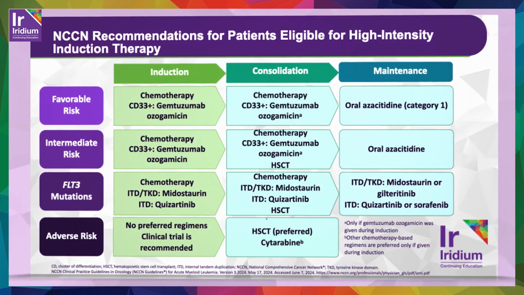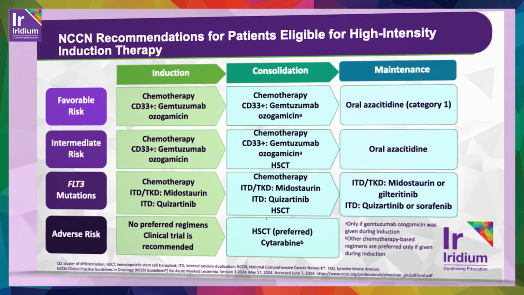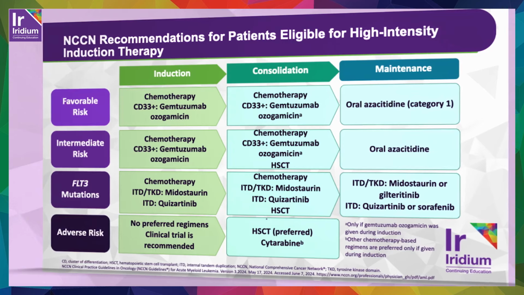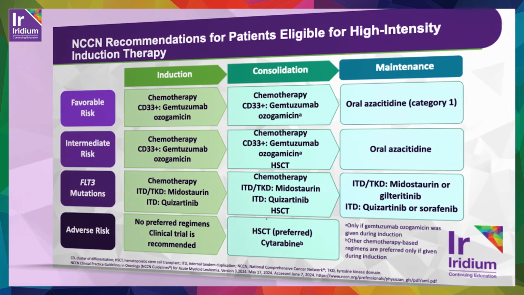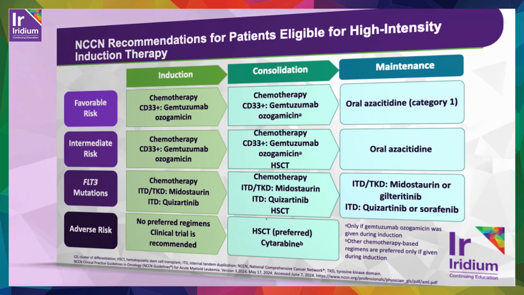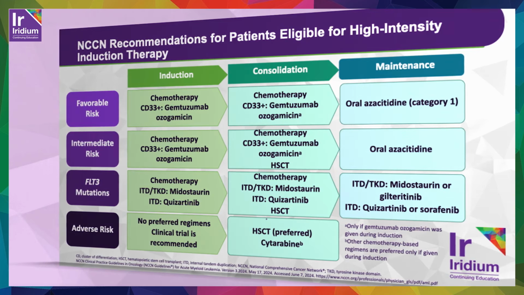And that's definitely changed. We still think about patients who are fit for intensive chemotherapy, but if you're fit and appropriate for intensive chemotherapy, we're thinking, are you favorable risk? Because if you're favorable risk with core binding factor leukemia, we know we want to add gemtuzumab to your chemotherapy. Do you have a FLT3 mutation?